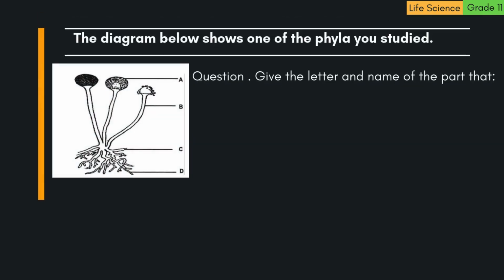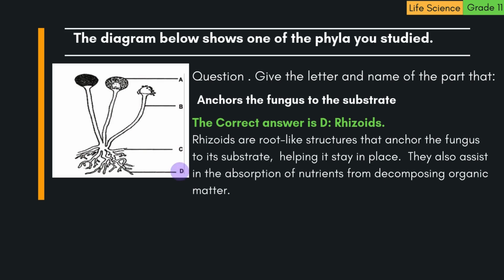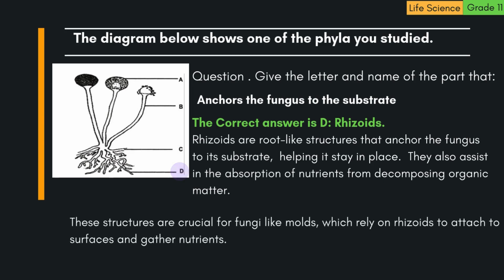Question: give the letter and name of the part that A. anchors the fungus to the substrate. The correct answer is D. Rhizoids. Rhizoids are root-like structures that anchor the fungus to its substrate, helping it stay in place. They also assist in the absorption of nutrients from decomposing organic matter. These structures are crucial for fungi like molds, which rely on rhizoids to attach to surfaces and gather nutrients.